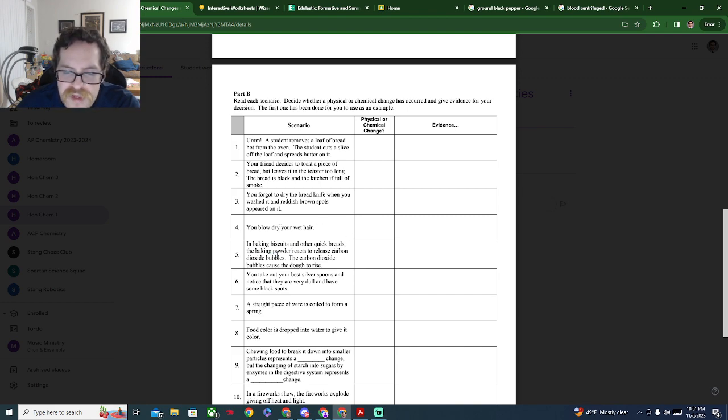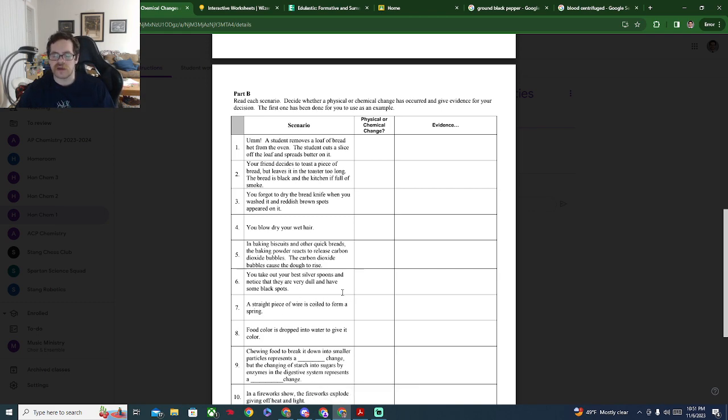Baking powder reacts. Chemical. You take out your best silver spoons. They're dull. They have black spots. Tarnishing. Chemical. A straight piece of wire is coiled to form a spring. That is a physical change. Food color is dropped into water to give it a color. That would be dissolving. It's still the same thing. It's still water, and dye as a mixture. That would be a physical change.